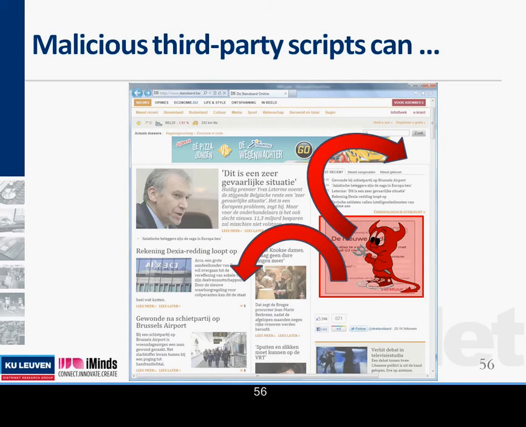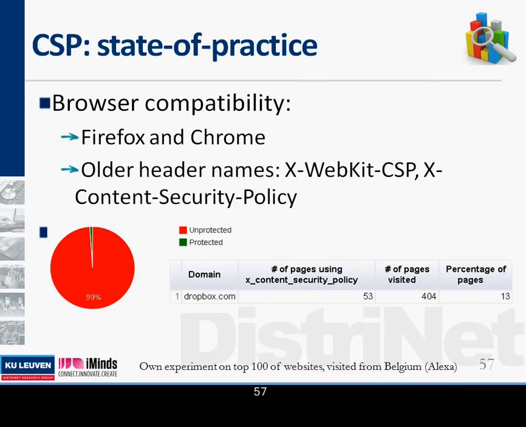So let's focus on the state of practice. There are currently two browsers supporting CSP, namely Firefox and Chrome. We also see in the wild the previous header names, like the X, which means experimental, and the WebKit prefix for the Chrome version. We also have X-Content-Security-Policy, but I think 1-2 weeks ago we had the final draft, so now you can just call the header Content-Security-Policy, and the browsers have adapted to take that header name rather than the prefixed ones.